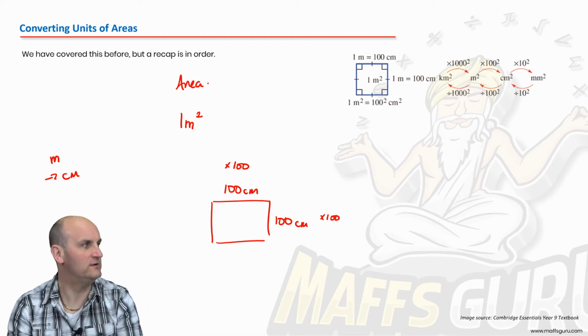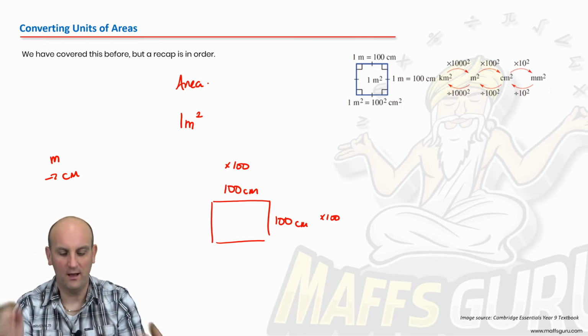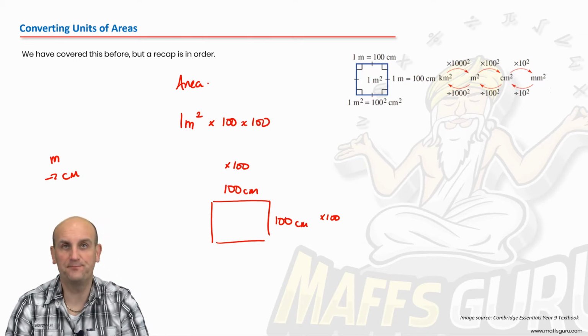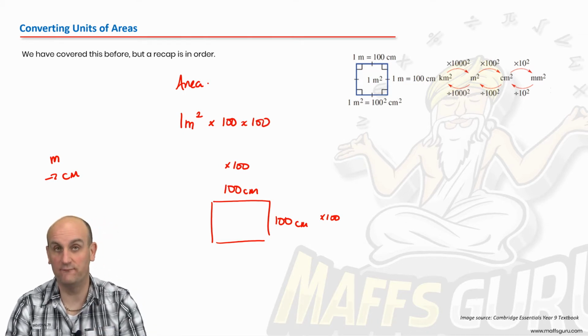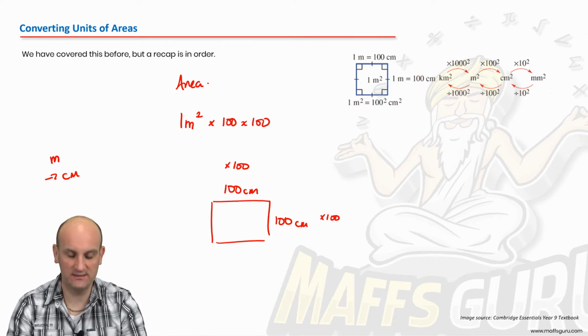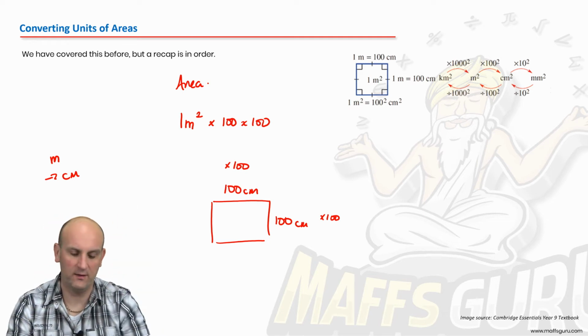Hold on a moment, area has 2 dimensions. 100 bigger that way, 100 bigger that way. So actually, if I multiply this by 100 and by 100 again, that's going to give me the conversion between meter squared into centimeter squared, because I've taken that 100 bigger that way and 100 bigger that way.